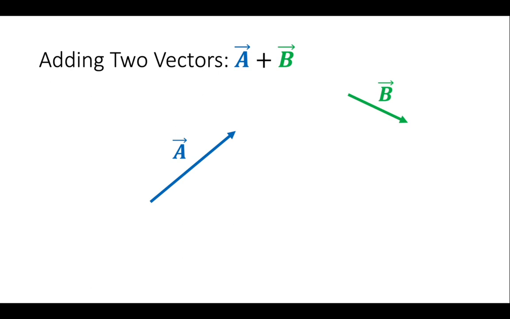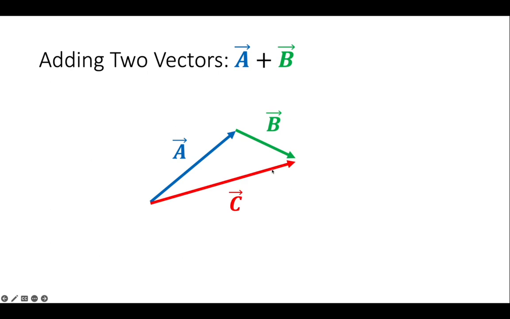And so in order to figure out what the sum of A and B is, we're going to take vector B, we're going to slide it so that the tail of B is at the tip of A, and then we're going to draw a vector that goes from the tail of A to the tip of B. And there you have it. This vector C, which starts at the tail of A and goes to the tip of B, represents the sum of A and B. And now that we have this process, it's pretty easy to see how we're going to do subtraction.